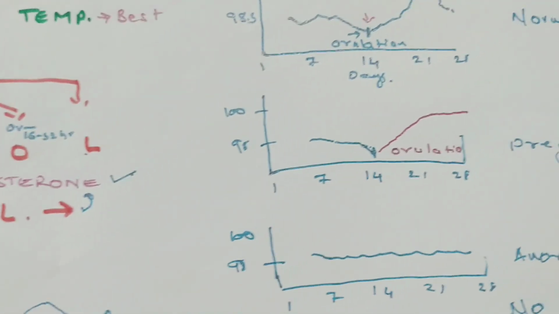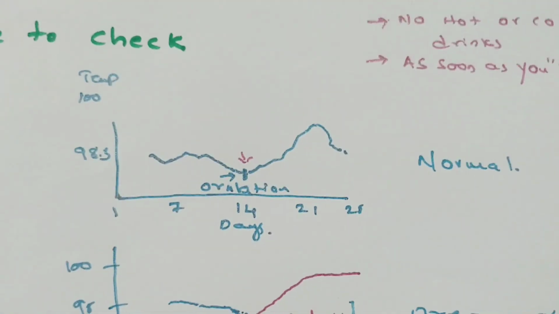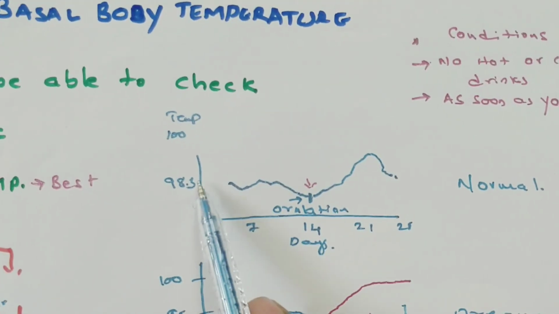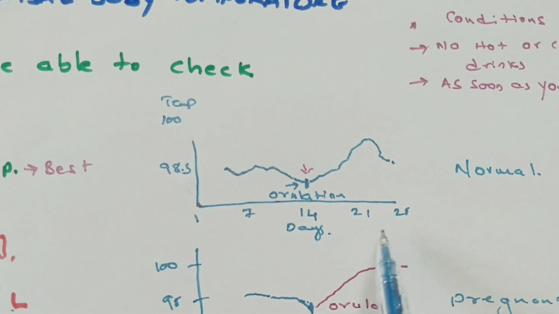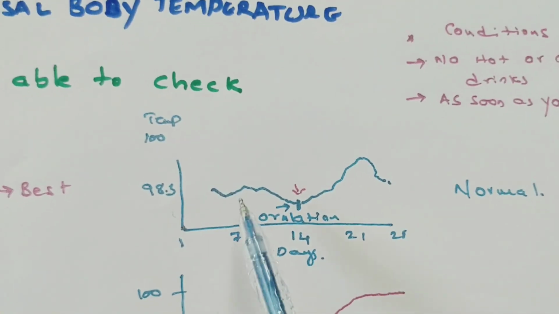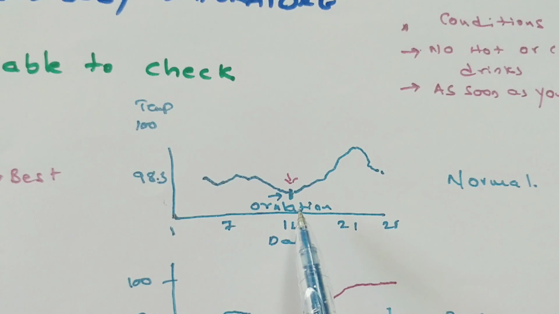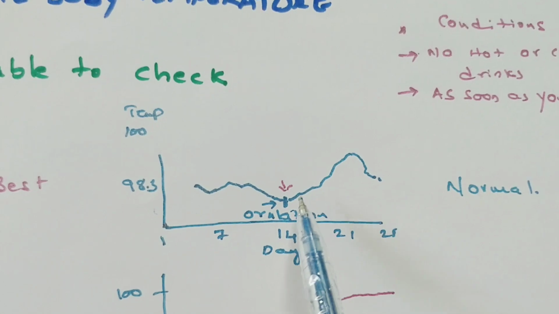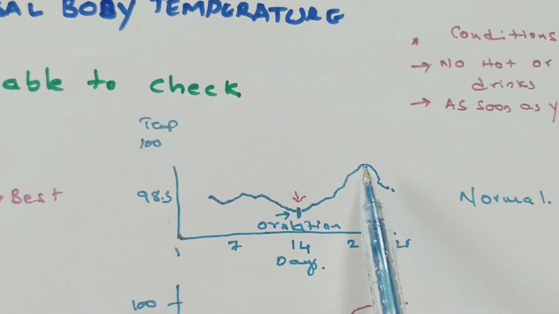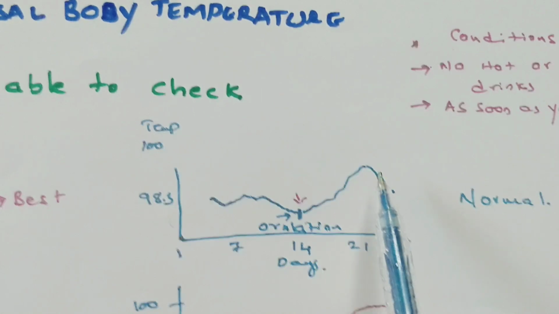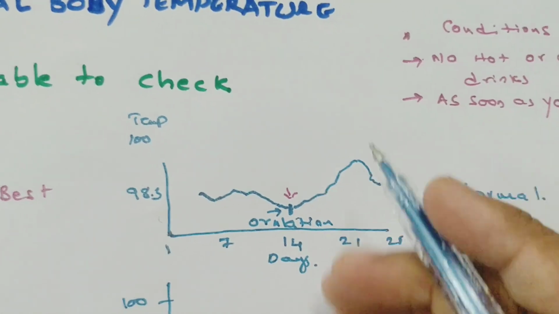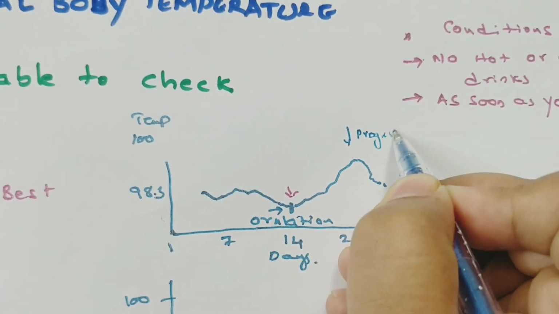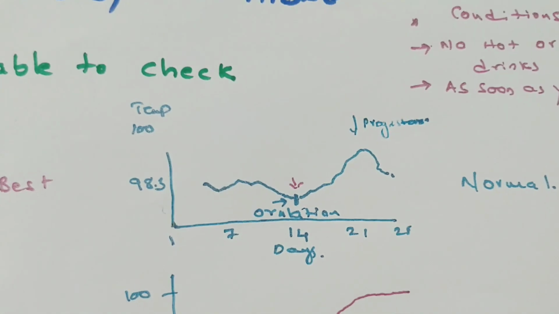Now let's take an example of a normal cycle. The temperature is around 98 on this side, with the days of your cycle on the other. The temperature will be normal, and near ovulation it starts dropping, and then suddenly starts shooting up. The body temperature keeps increasing, and on the 21st to 22nd day it starts falling again. That is normal, because the progesterone level at this point starts falling, so the temperature falls. This is really very important that you should know.